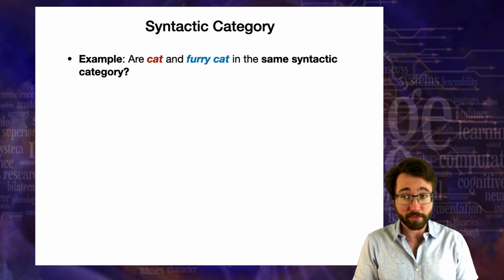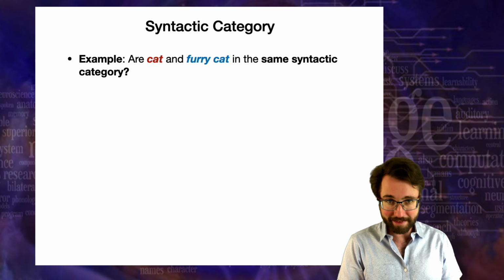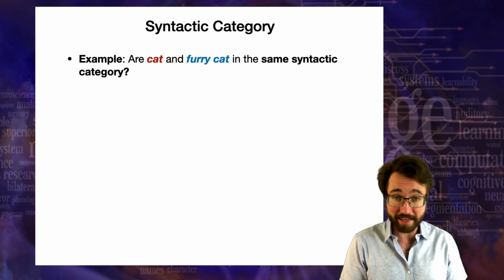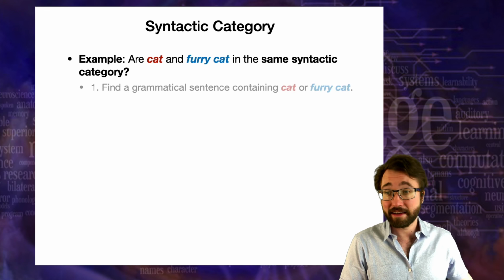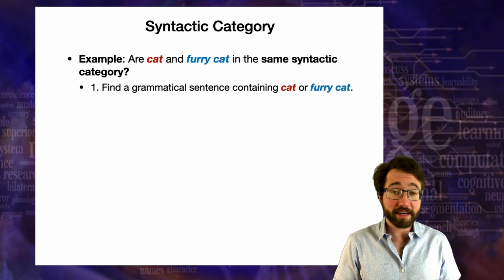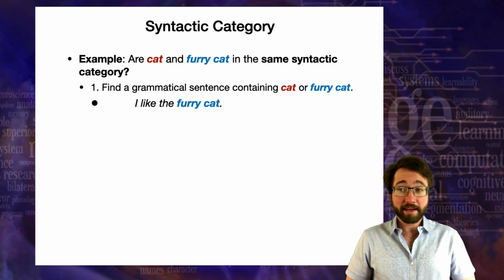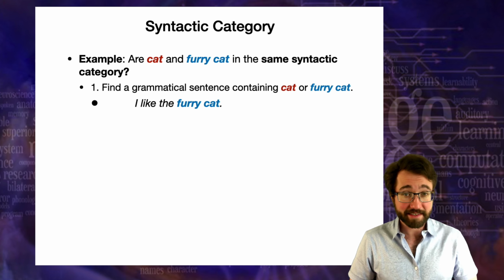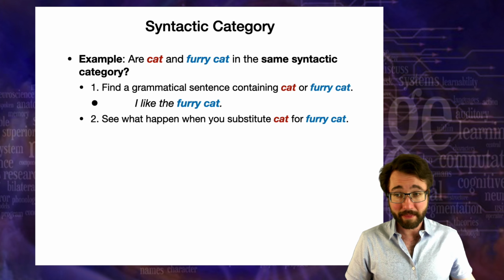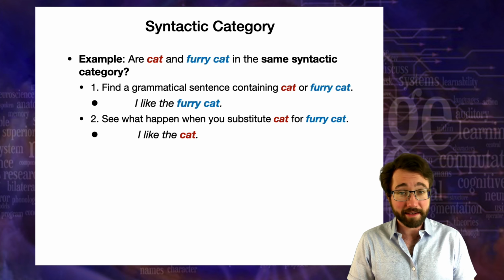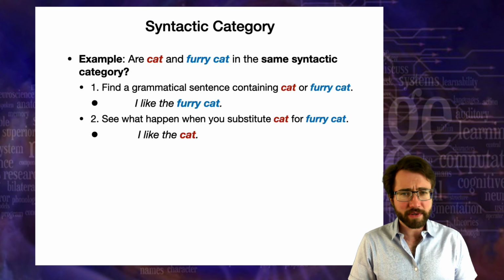Now here's another example. Cat and furry cat. Are they in the same syntactic category? Well, let's do the test. We find a grammatical sentence containing cat or furry cat, like I like the furry cat. Okay, now we're going to drop in cat instead of furry cat. We get I like the cat. Still grammatical, right?